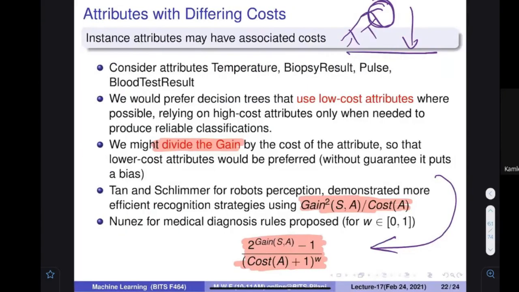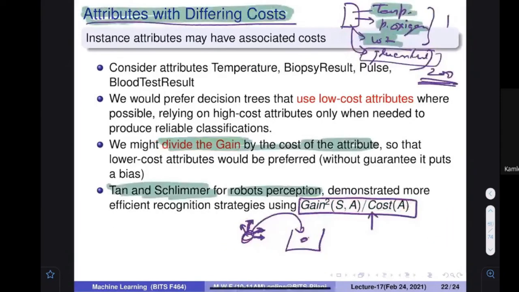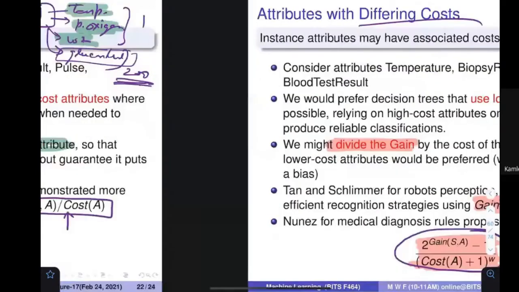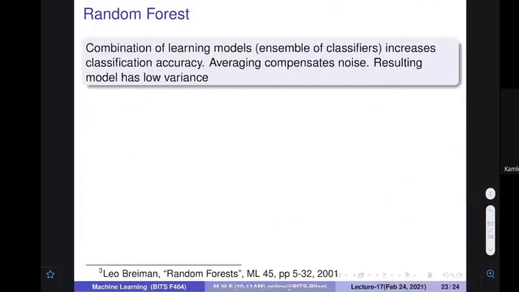So this is another thing: when you have the things with different costs, we have seen what to do when the missing values are there. Now I'm going to tell you a very important concept, that is called the random forest. So all of you are with me? I need yes.